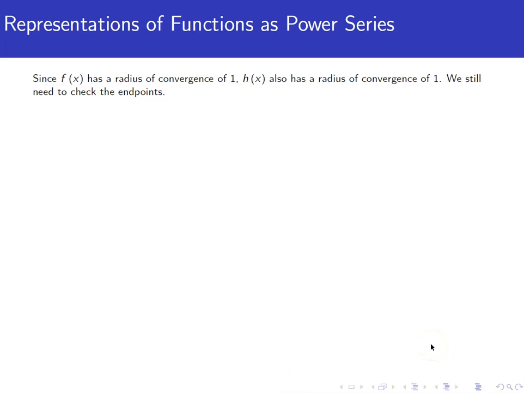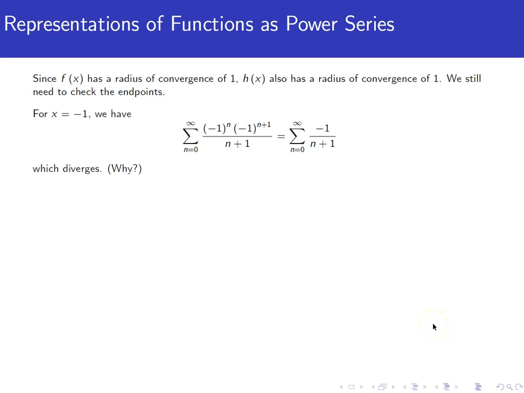The original function, f of x, had a radius of convergence of 1, which means that the radius of convergence for h of x will also be 1. However, we still have to check the endpoints. When we put in negative 1 for x, we get negative 1 to the n times negative 1 to the n plus 1 over n plus 1. Negative 1 to the n and negative 1 to the n plus 1 always have opposite signs. One of them will be positive and the other one will be negative. So when you multiply together, you're always going to get negative 1 no matter what. And that series diverges. It's the opposite of the harmonic series.